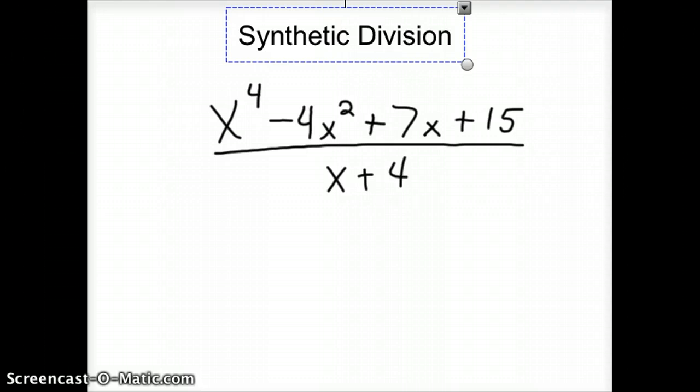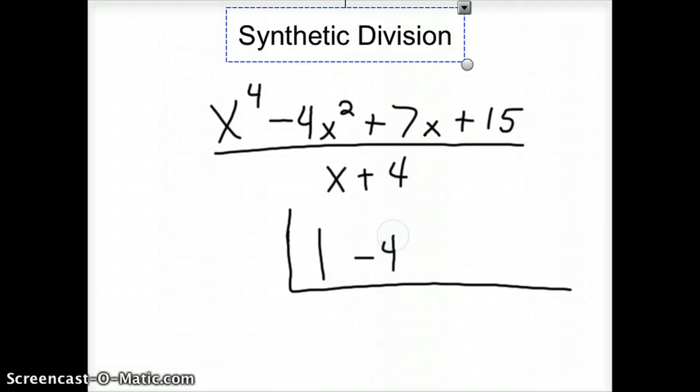And so how you do synthetic division is, first off, you just work with the coefficients. The coefficients in our case, of the top, I put them in this little box configuration. 1, -4, whoops, sorry, that's wrong.